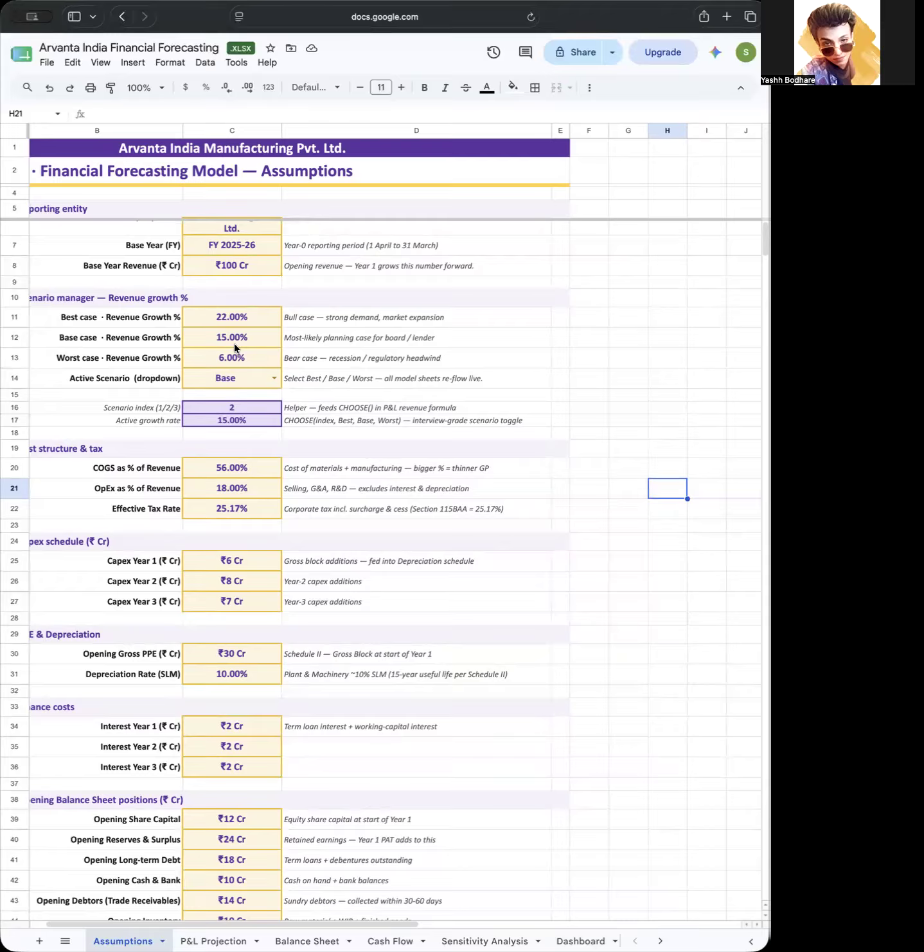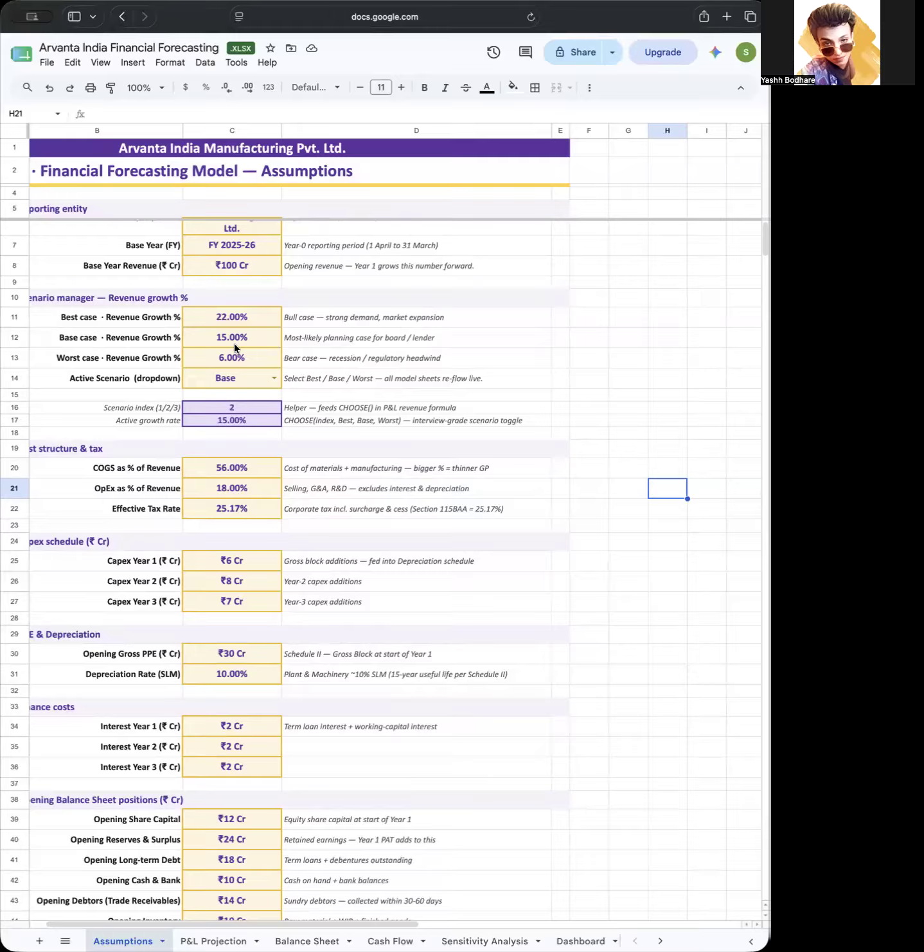So it assumes that Arvanta India continues to grow at a healthy but achievable rate based on existing customer demand, normal market expansion, planned capacity utilization, stable economic conditions, and expected sales execution. The base case is generally used for budgeting, board discussions, and lender presentations because it reflects management's most reasonable expectations. Throughout this walkthrough, the base case is selected as the active scenario.